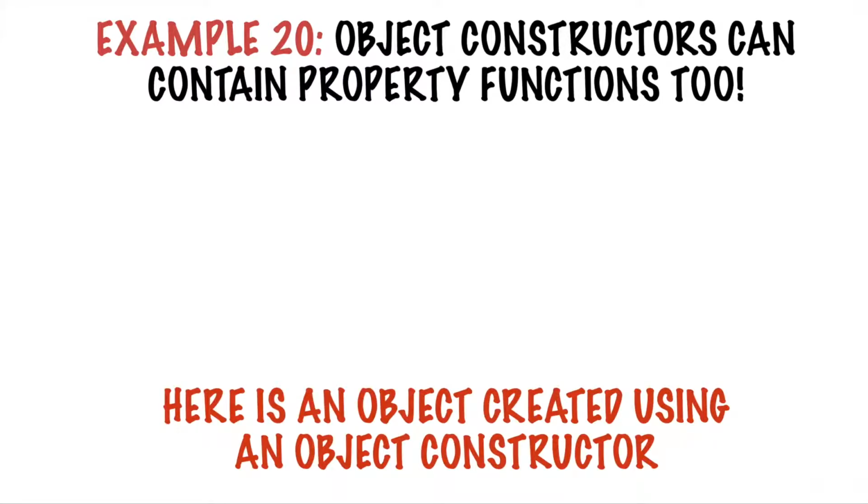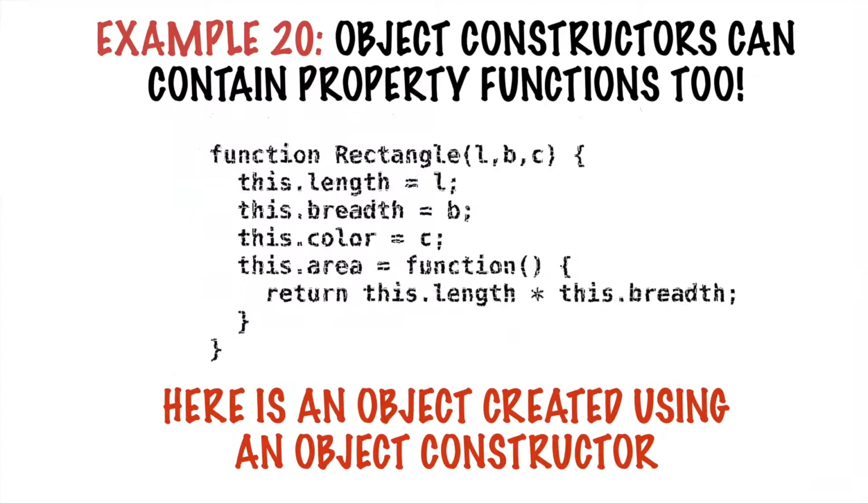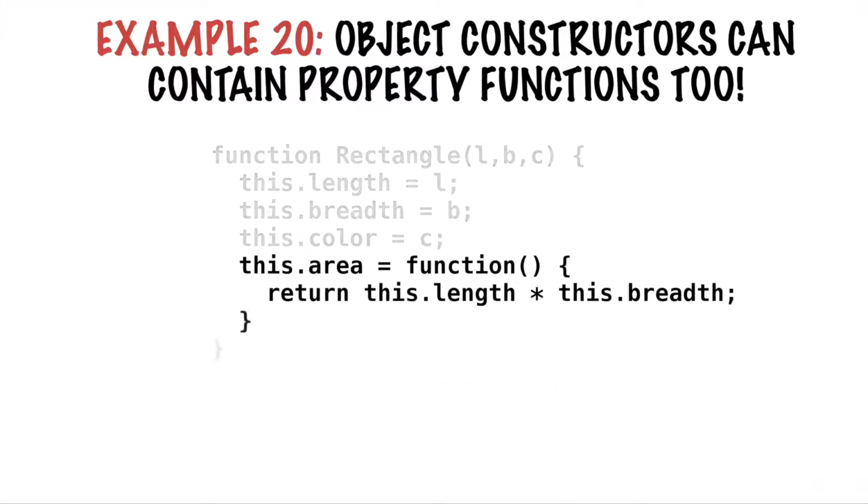So here is an object created using an object constructor. It's the same rectangle object that we worked with before. So here we have it, the rectangle with length, breadth and color, and a fourth property, area. The difference between area and the other properties is that area is a function.